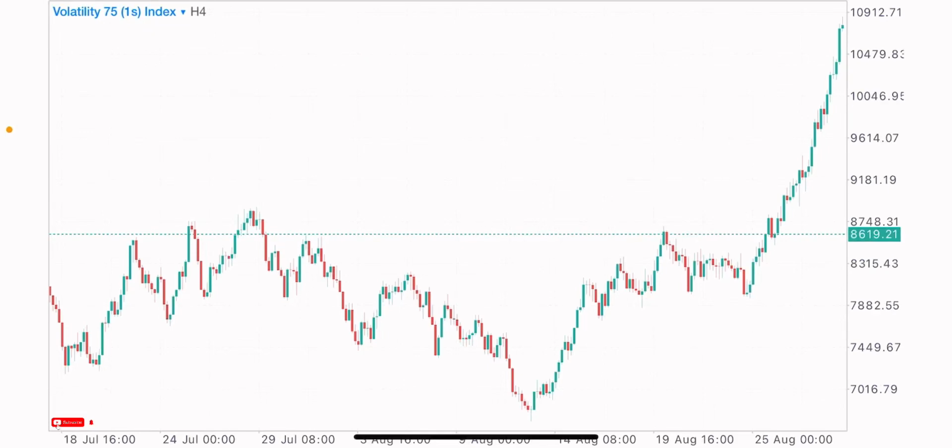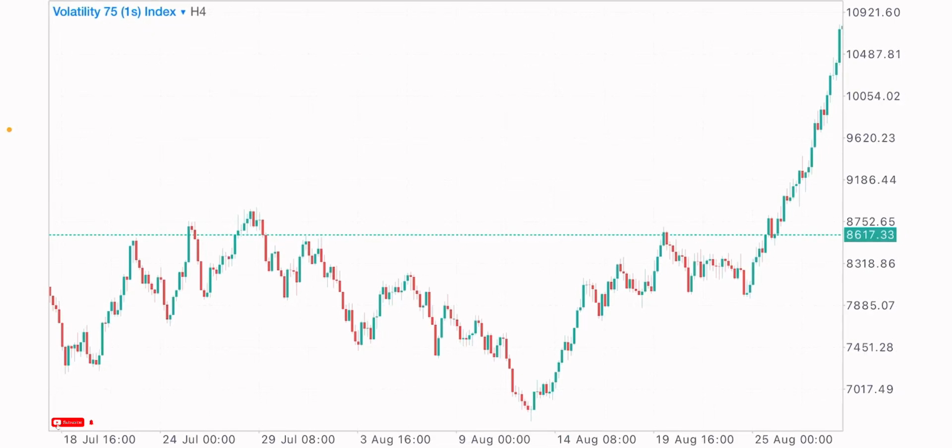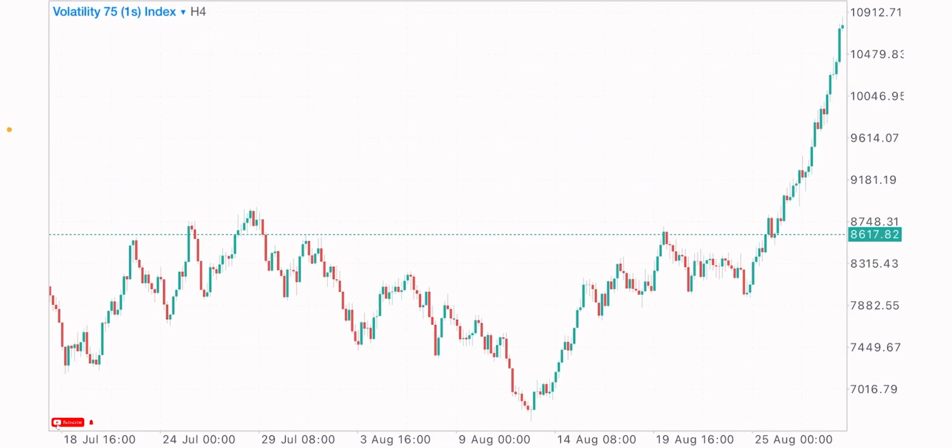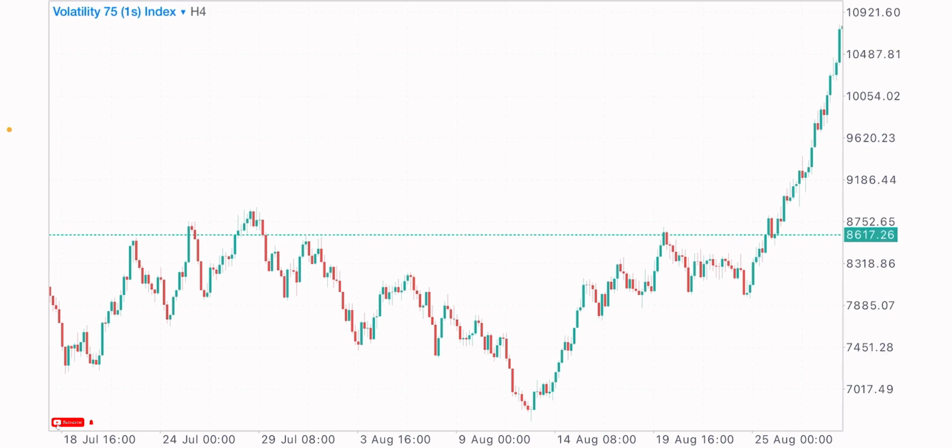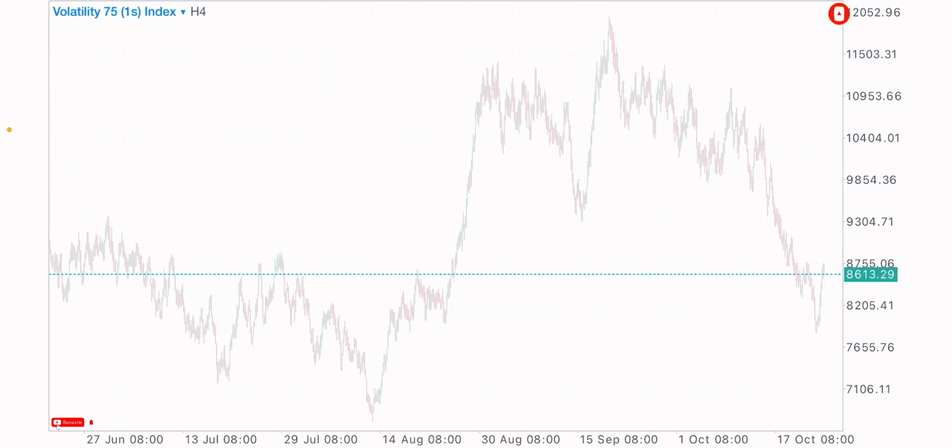I was asked to make a video on how to identify support and resistance levels properly on the charts, because I've come to understand that many traders find it difficult identifying levels of support and resistance properly. So in today's video, I'll be showing you guys how to identify support and resistance levels properly on the charts. When identifying these levels, the first thing we do is zoom out on the chart.